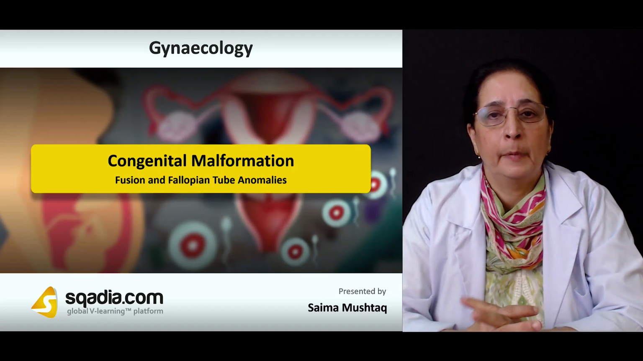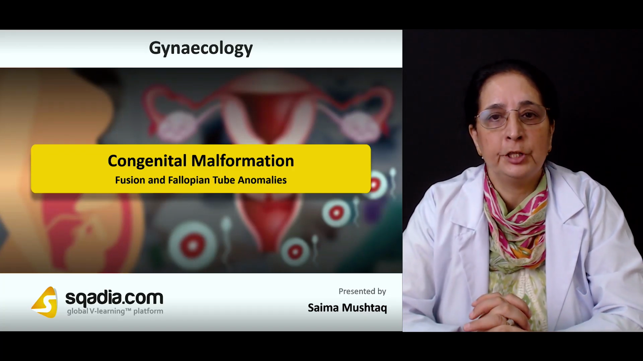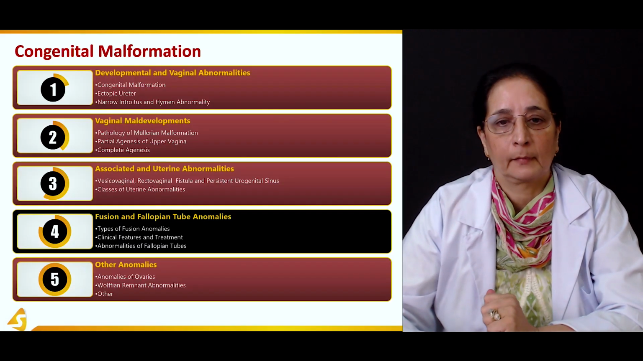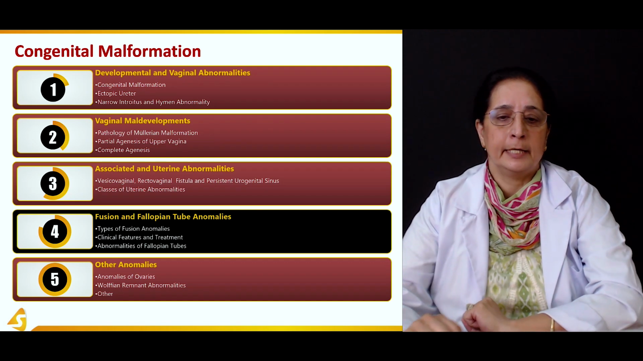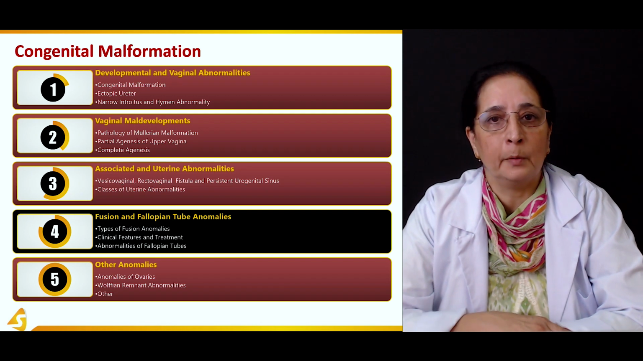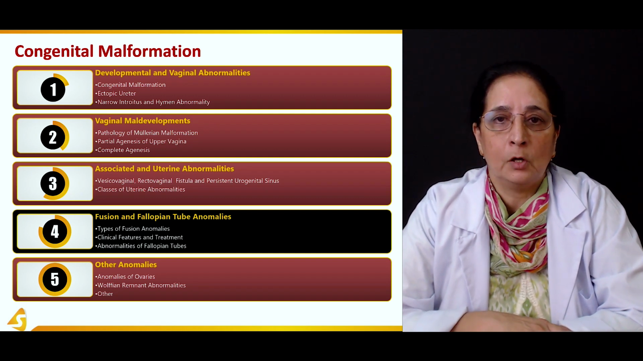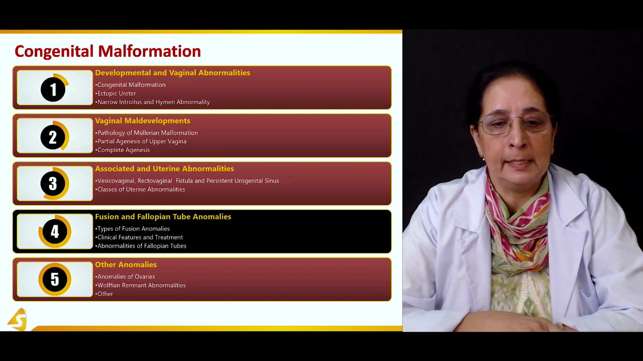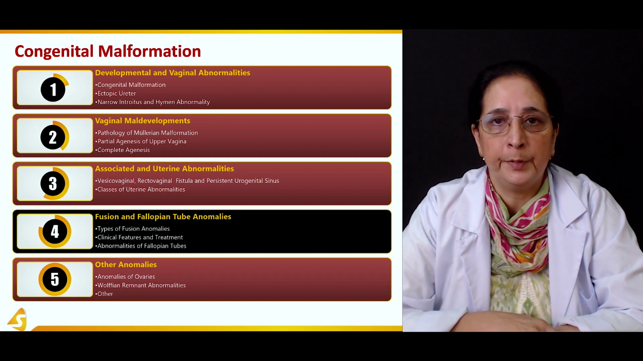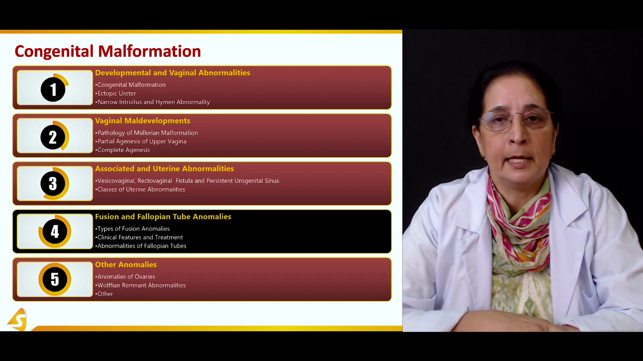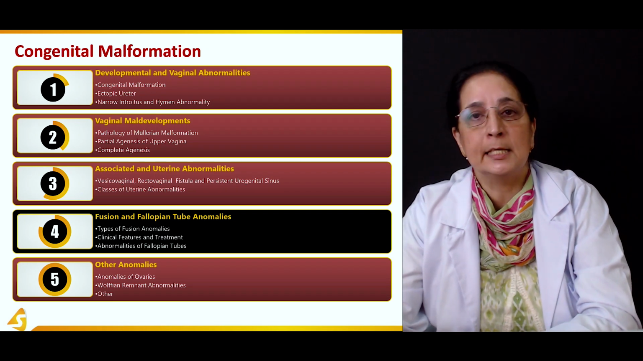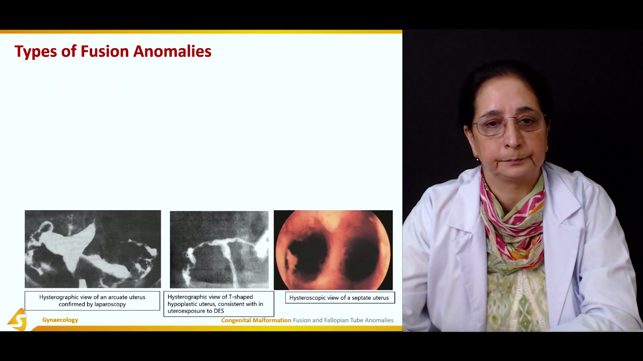Now let's talk about the congenital malformations of the fallopian tubes. In this section, we will talk about the different fallopian tube abnormalities, in which we will talk about some fusion anomalies, clinical features and treatment of the fallopian tube anomalies, and then we will talk about the different types of abnormalities present in the fallopian tube.